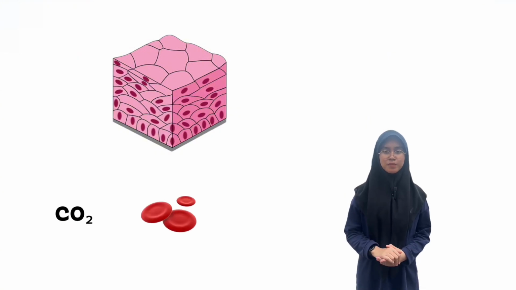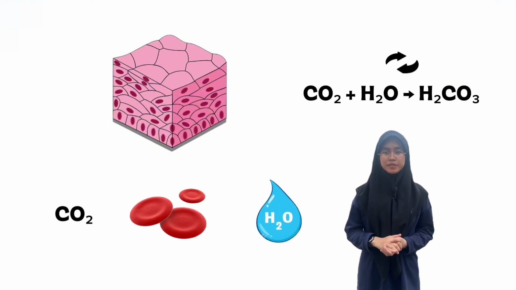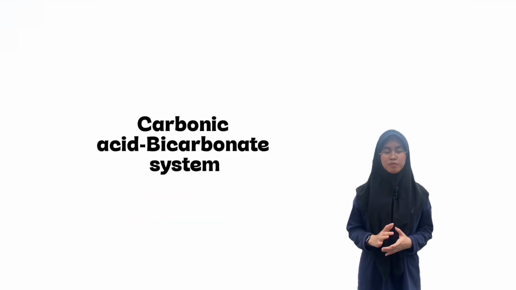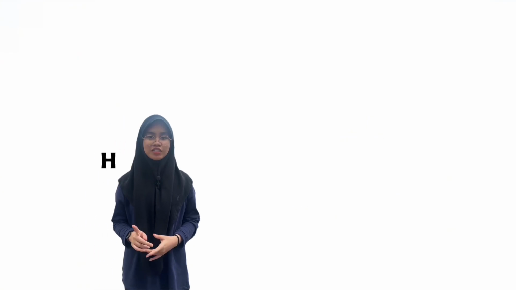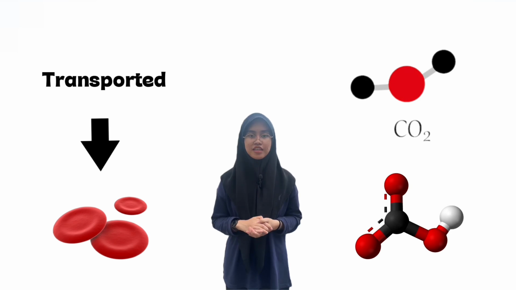Carbon dioxide is a waste product produced by cells during cellular respiration. It must be removed from the body to prevent harmful changes in blood chemistry. In body tissues, carbon dioxide diffuses into the blood and reacts with water to form carbonic acid. This reaction is reversible and is part of the carbonic acid-bicarbonate equilibrium system. Carbonic acid then partially dissociates into hydrogen ions and bicarbonate ions. Most carbon dioxide is transported in the blood in the form of bicarbonate ions.